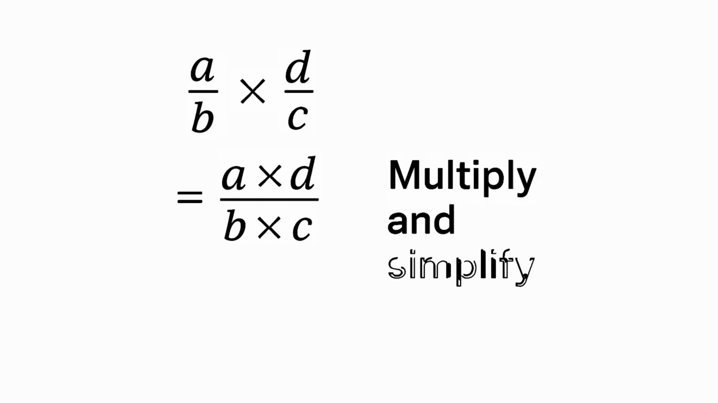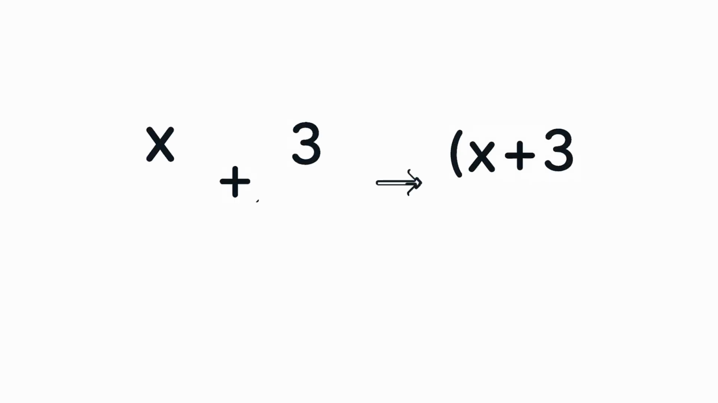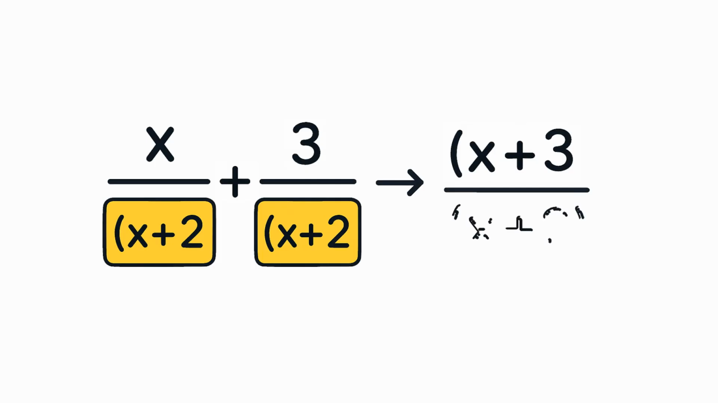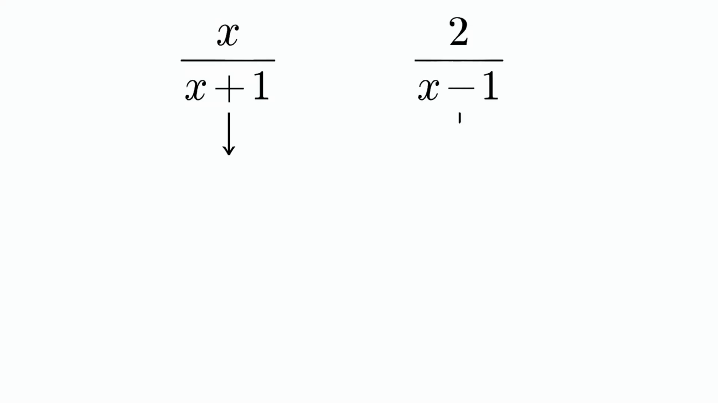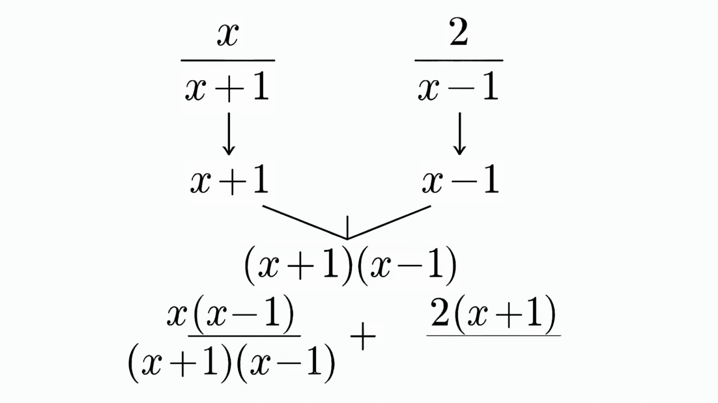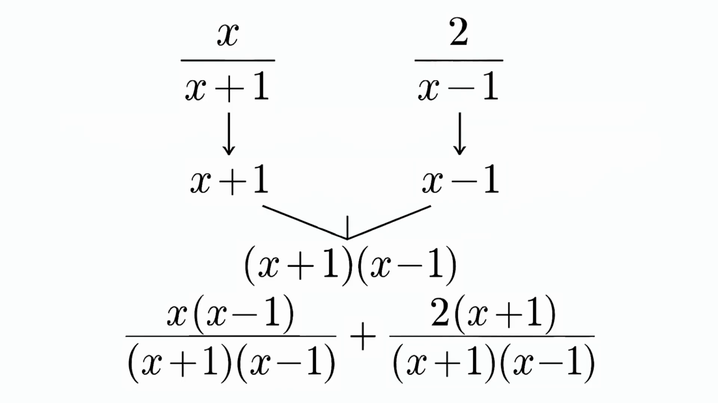Addition and subtraction are a little different because we need a common denominator. If the denominators already match, that's perfect. We just add or subtract the numerators and keep the denominator the same. If the denominators are different, we factor them and build a common denominator that includes all the factors we need. Then we rewrite each fraction so they share that denominator. After that, we combine the numerators and simplify if we can.